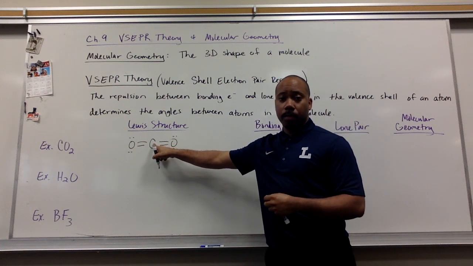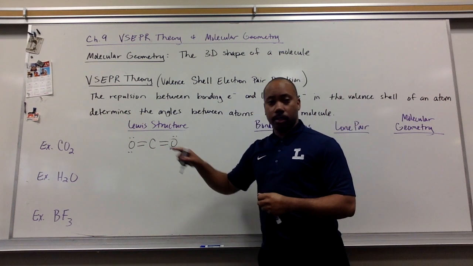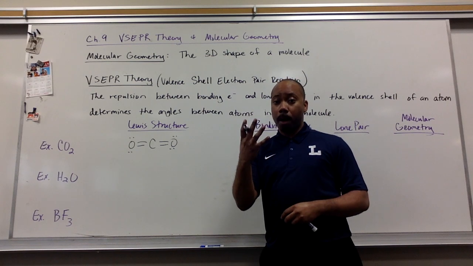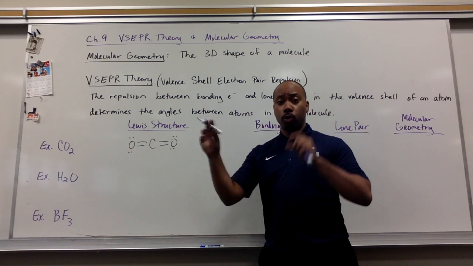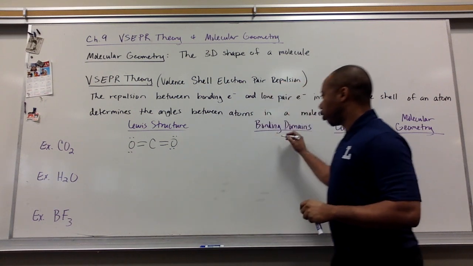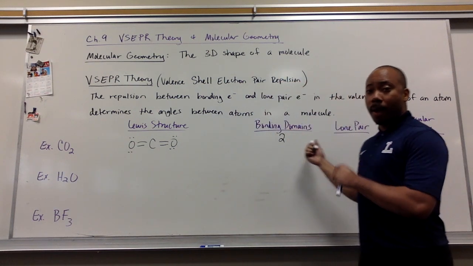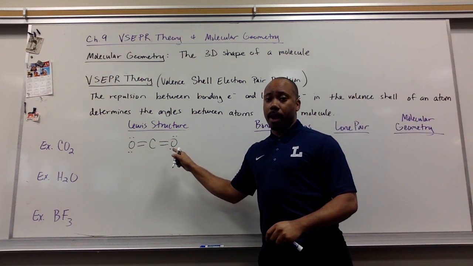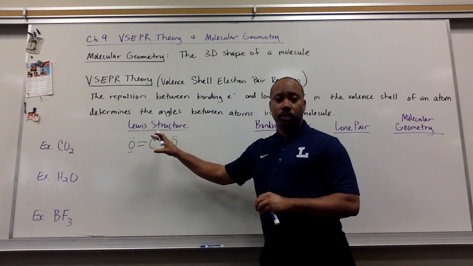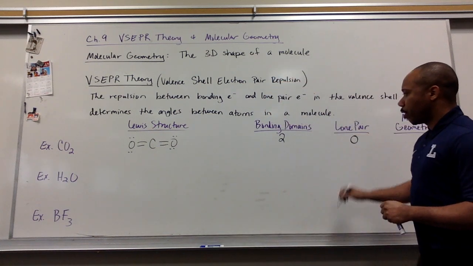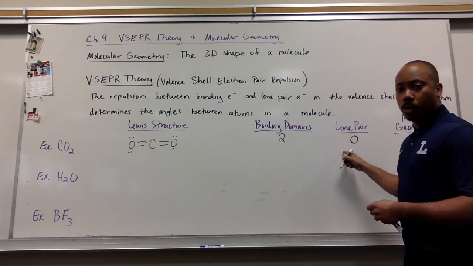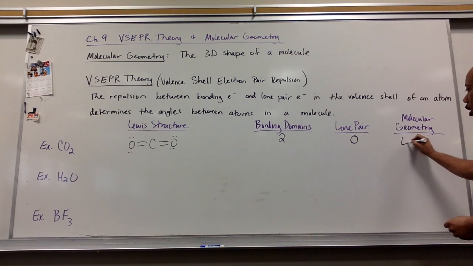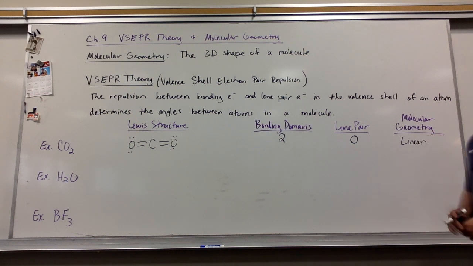Carbon is our central atom. It has two areas of bonds around it. There are two double bonds, so there are four bonds there, but areas of bonds, just two areas of bonds. So we would say two. Lone pair on the central atom, none. Oxygen has lone pair, but we're not looking at oxygen. Carbon, central atom, has zero. If you ever have two bonding domains and zero lone pairs, it locks you into a specific geometry. That geometry is called a linear geometry.